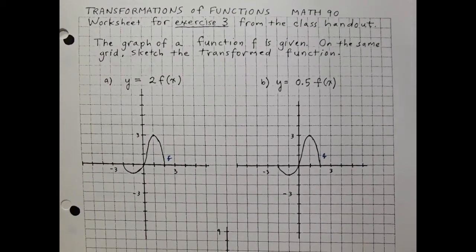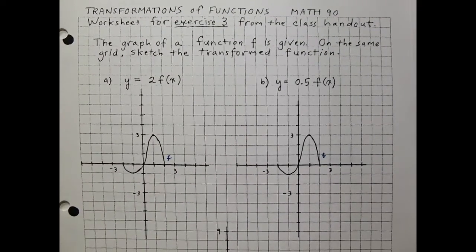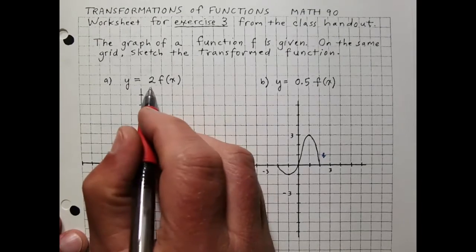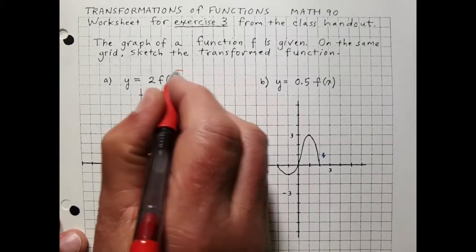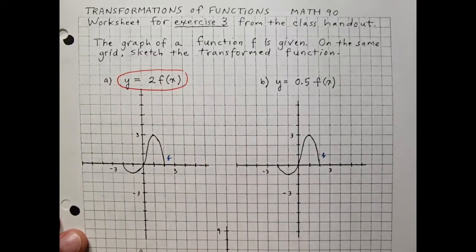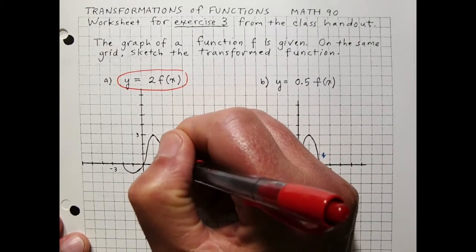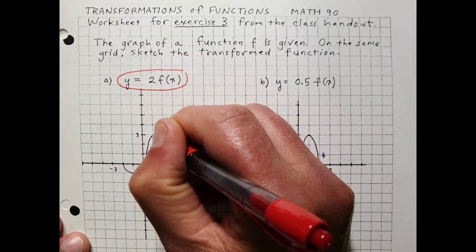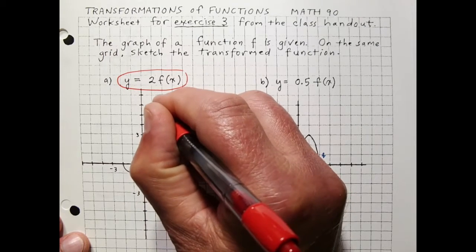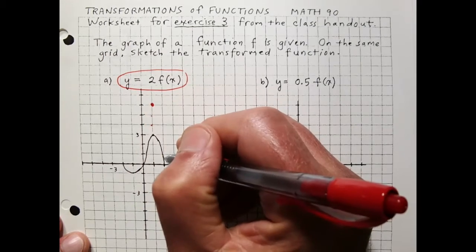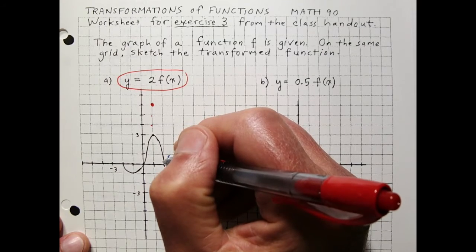All right, so let's see. In part A, we're taking the graph of f and we want to graph 2 times f of x. So it's a stretch, just like that square root stretch that we saw. And maybe the easiest point to think about is this point 3 units up, 4, 5, 6. It's going to be stretched out twice as far. So it's going to be stretched out to 6 units up.